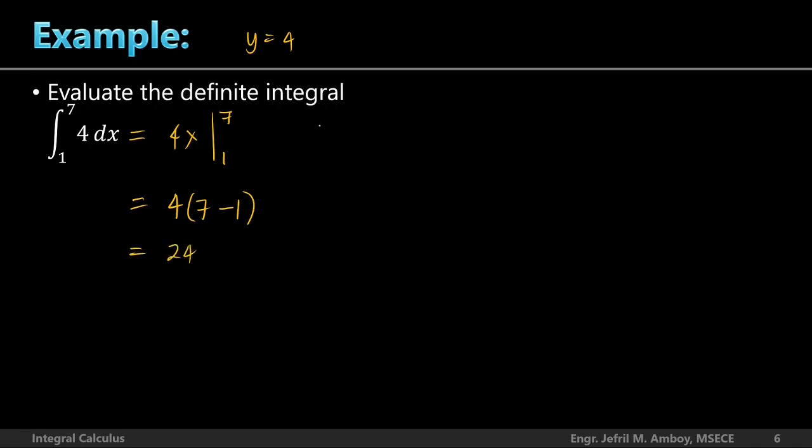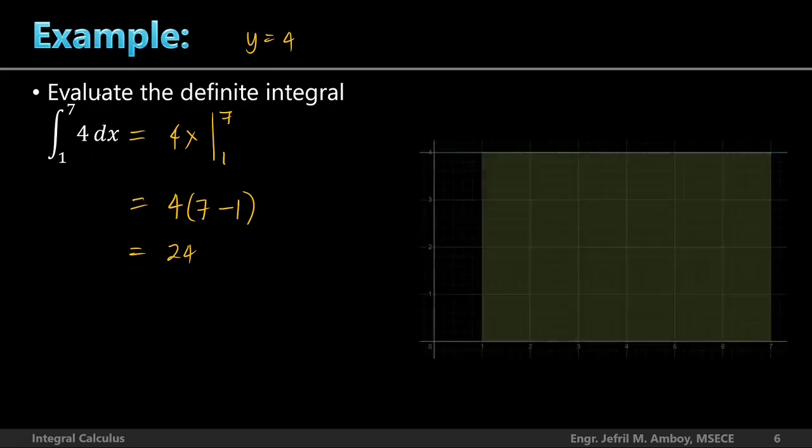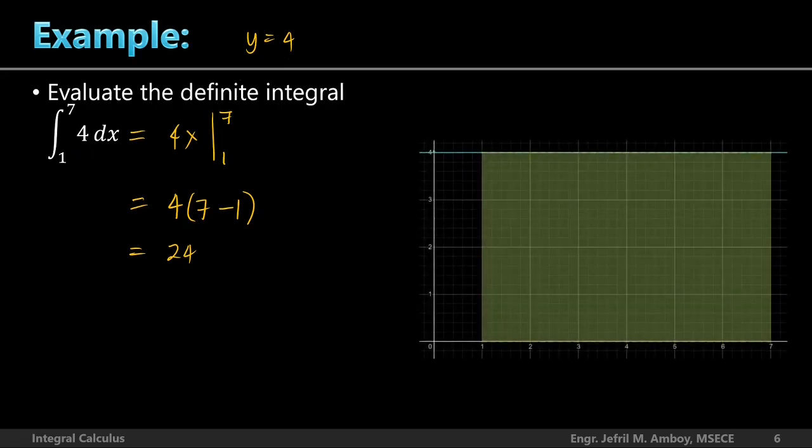Remember that the definite integral is related to the area, right? So, pwede tayong gumamit ng graphical approach para ma-solve ang problem. I-graph lang natin yung function. Diba, remember, itong y is equal to 4 is just a horizontal line. Okay? At kukunin natin yung area sa ilalim ng horizontal line from 1 to 7. So, ito na siya ngayon. Okay? Ito yung graph ng y is equal to 4. At kukunin mo yung area from 1 to 7. Ito yung lower limit at ito yung upper limit.